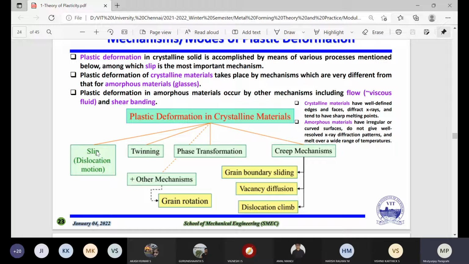This is the most important because it is covered in our syllabus, and I will also tell a little bit about twinning. I mentioned here that plastic deformation in crystalline solids is accomplished by various processes mentioned below, among which slip is the most important mechanism. Twinning also covers some part of the mechanism, but this depends upon the material. That's why I told you the basic meaning of crystalline material and of amorphous material. When we use a different kind of material, the process and everything will be different, right?